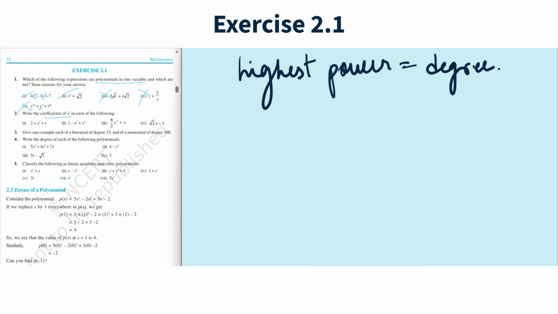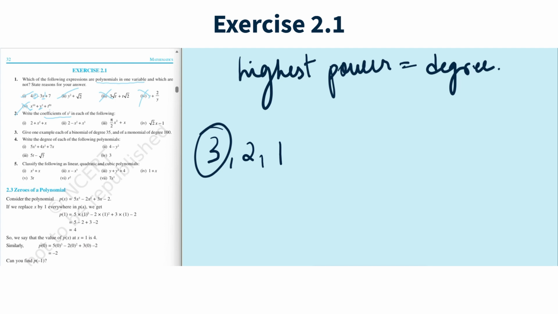5x cubed plus 4x squared plus 7x. Which is the highest degree over here? What are the different powers used in the first question? There is 3 here, there is 2 here, and there is 1. So 3 becomes the highest. For the first question, the degree of that polynomial is 3.